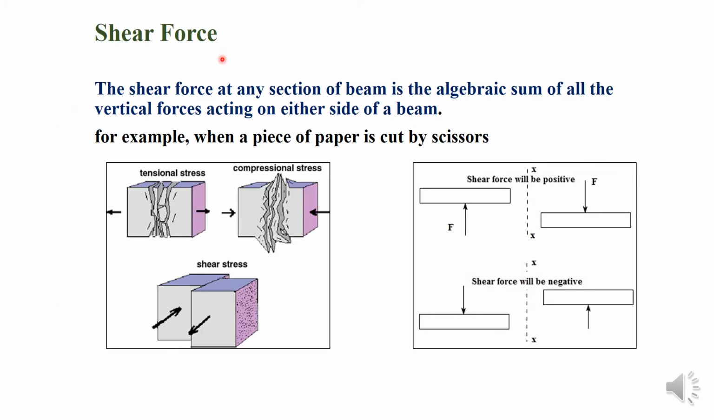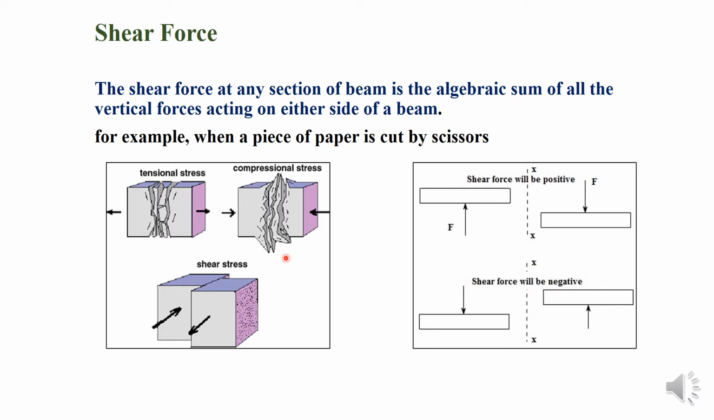So first, shear force. The shear force at any section of a beam is the algebraic sum of all the vertical forces acting on either side of the beam. An example of shear force: a piece of paper is cut by scissors.